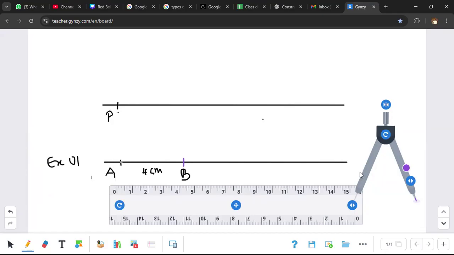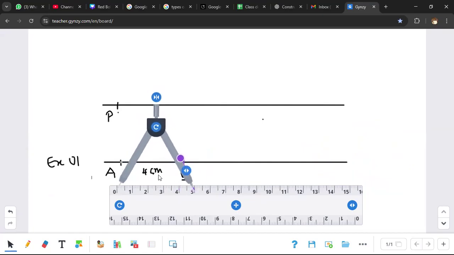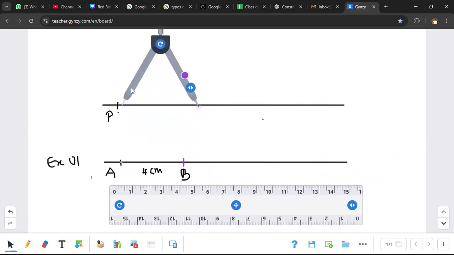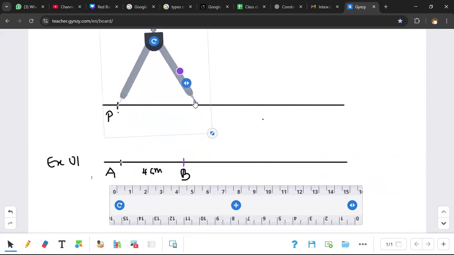Then take your ruler and place your compass point at 0. Then take the distance up to 5 centimeters like this. And then very easily you can put your compass point on the P, and you have to draw the small arc, small point.